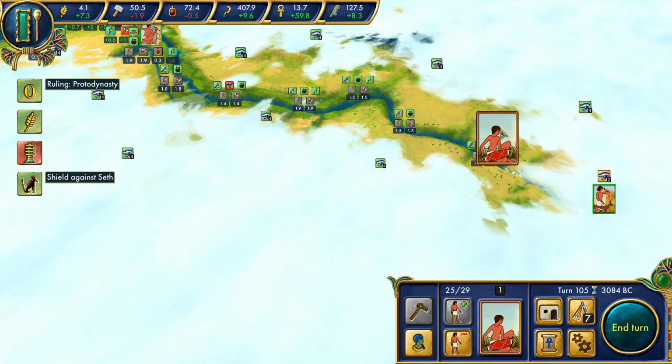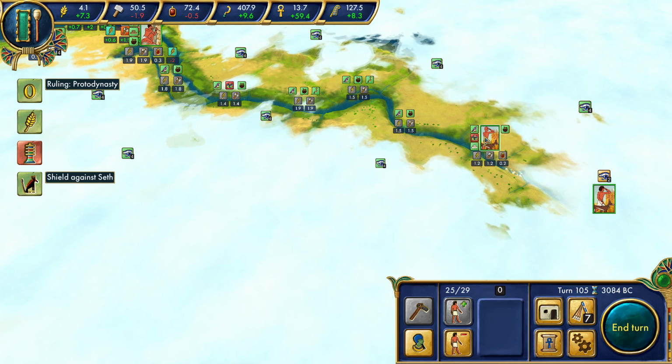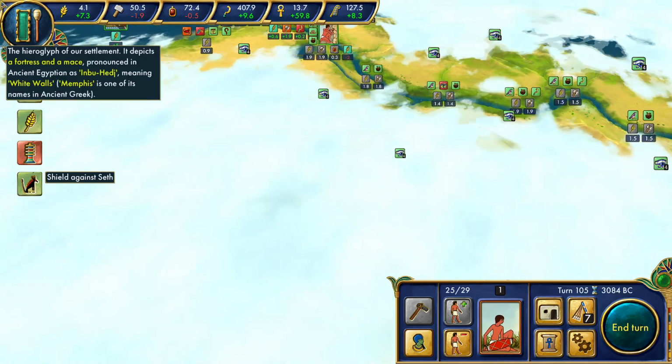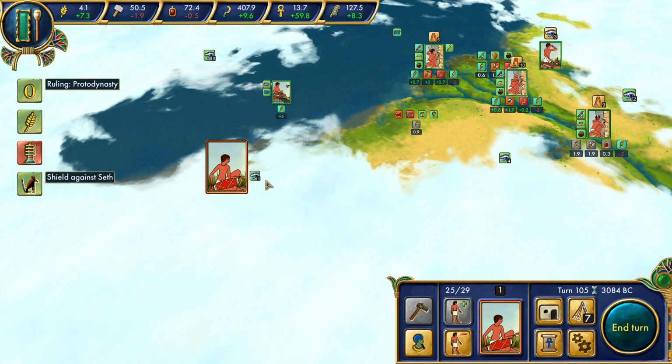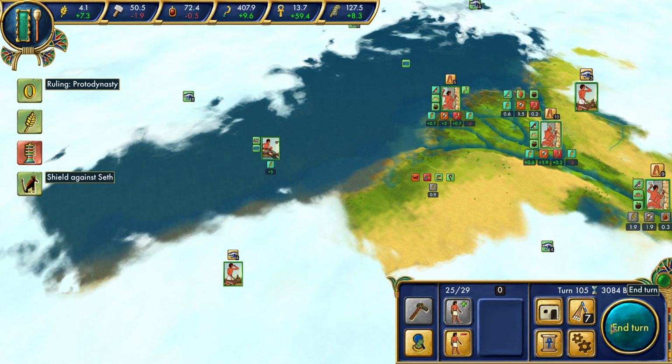I'm wondering if actually we might want to be here instead. Let's scout instead. So you're working over here. You can scout out this way. Go that route.